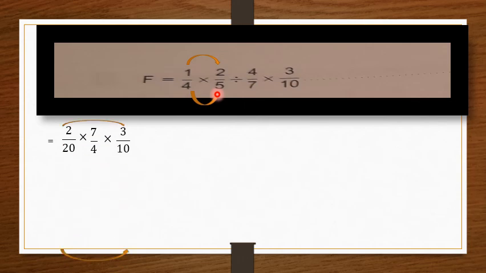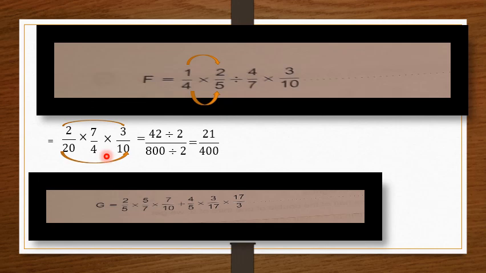What do we have here? I have to multiply the numerators by each other and the denominators by each other. So here we have 2 times 7, 14. 14 times 3 is 42. And here 20 times 4, 80, times 10 is 800. So it's 42 over 800. Divide them by 2. You will get 21 over 400. Okay?